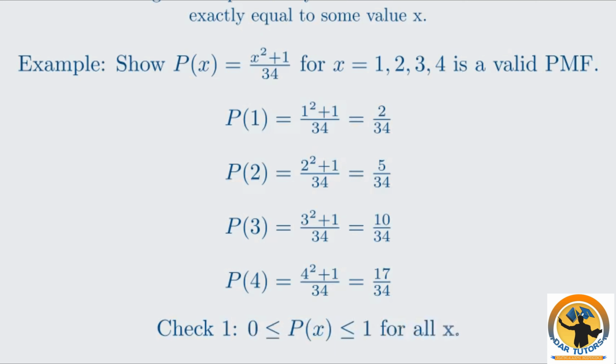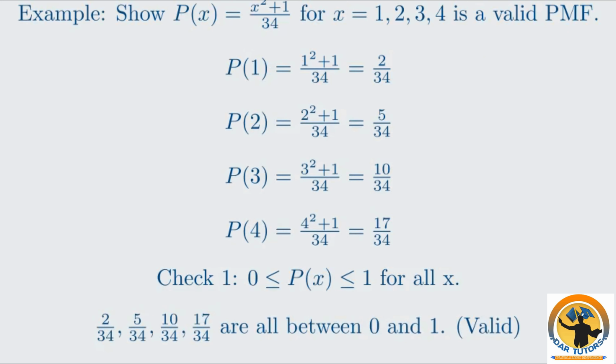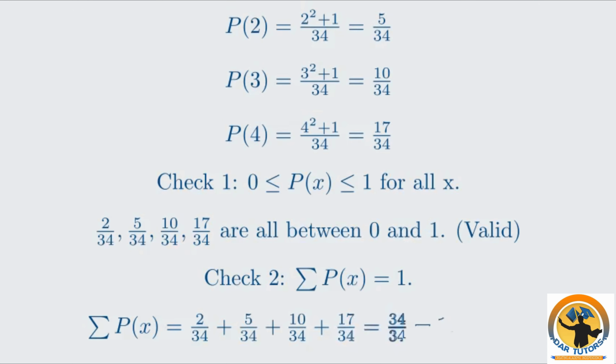We check the first property. Are all these probabilities between 0 and 1? Yes, they are. They are all positive and less than 1. Now we check the second property. Does the sum of all probabilities equal 1? We sum the probabilities: 2/34 plus 5/34 plus 10/34 plus 17/34. The total is 34/34, which is 1.